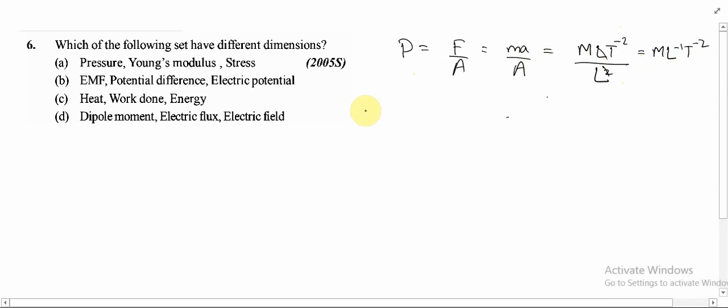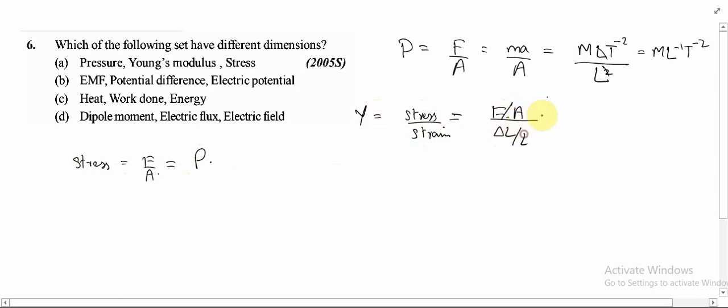Now let's find Young's modulus. Young's modulus is stress divided by strain. Let's try to find the dimension formula of stress also. Stress is also given as force per area, so its dimension will be same as that of the pressure. Young's modulus is stress by strain. Stress is given as force by area, strain is delta L by L. So this will be F by A into L by delta L. Now we already found F by A, that is M L raised to minus 1 T power minus 2.